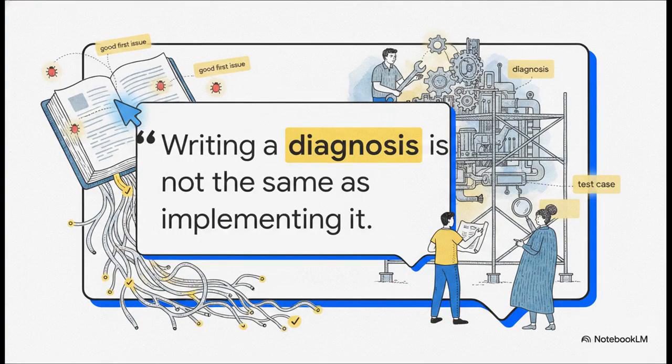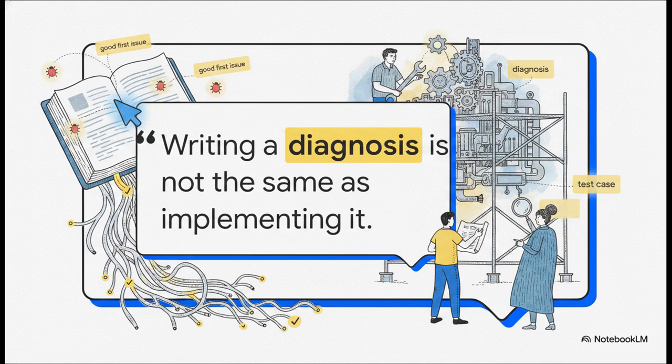Now, if you've ever stared at a GitHub repository and filtered by the good first issue label, you know exactly how intimidating it can be. But here's a little secret for you. Sometimes those issues come with the solution already written out. In the exact case we're looking at today, the maintainer had actually diagnosed the bug, written the exact fix, and even listed the test cases.